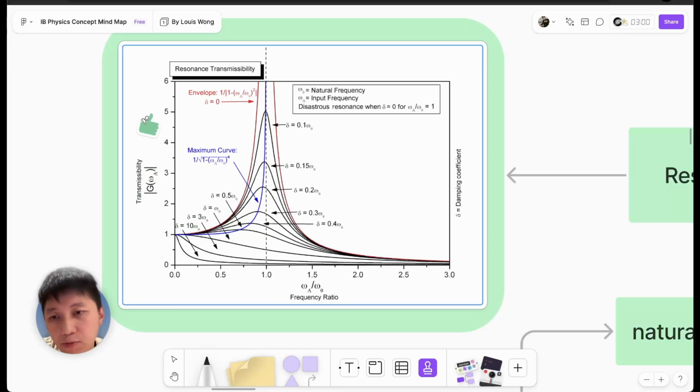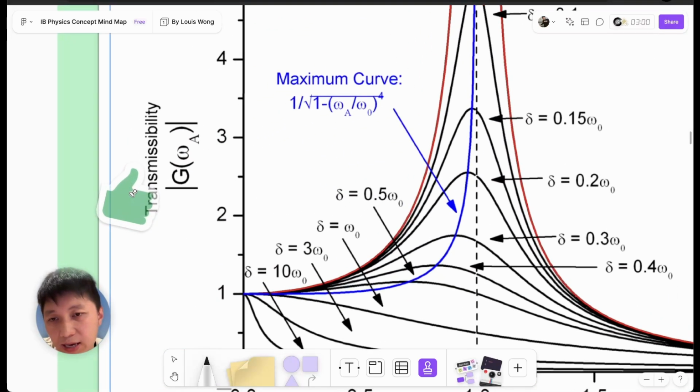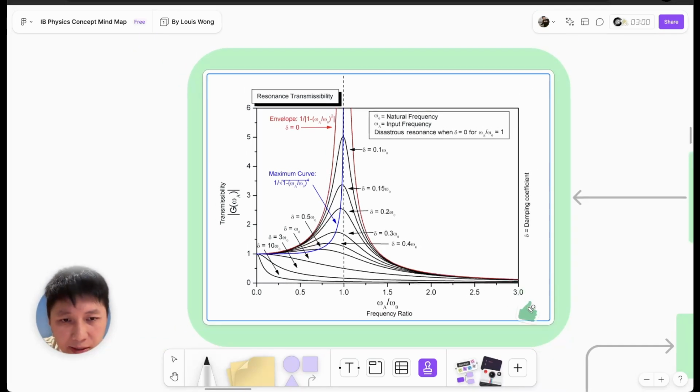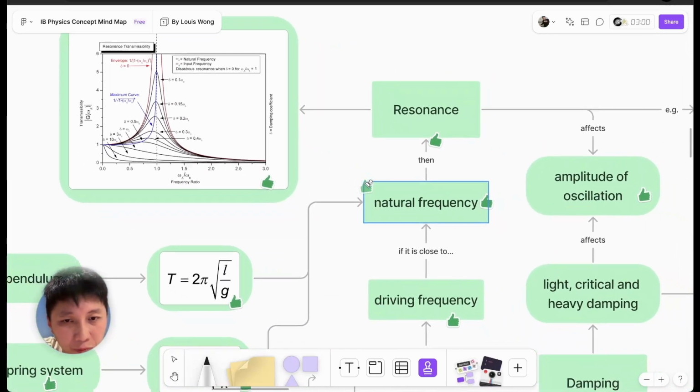You may not need to know the exact labels here, because this is really on very special circumstances, but I think overall the shape you can understand like that. When the ratio is equal to 1, because they are close together, then the amplitude basically skyrockets.